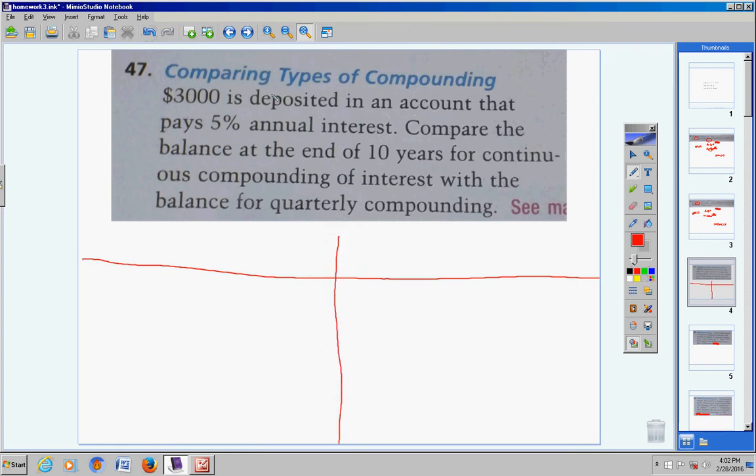Alright, here we go. Now, we're going to deposit $3,000, okay? Both of them are 5% interest, okay? So 5% interest, 5% interest. However, the first one's going to be continuous compounding, so I'm going to put the word CONT for continuous. Over here, we're going to compare that with quarterly compounding, so I'm going to put QUART. Alright, so over here we're going to find continuous compounding.